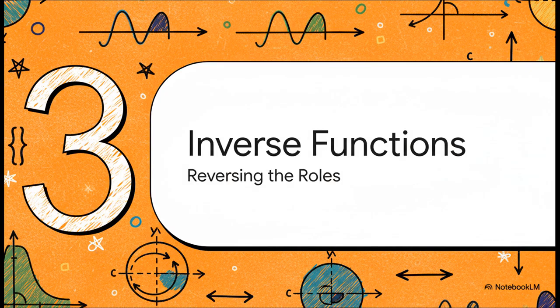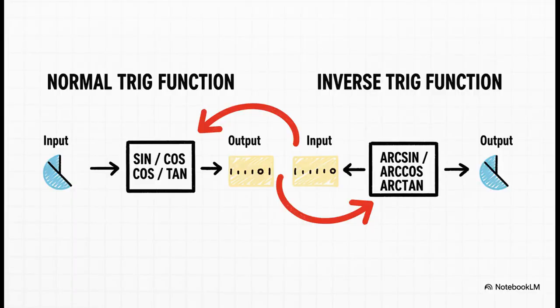Okay, so the originals are down. We get them. But now, what happens if we try to run the whole process in reverse? This is where inverse functions come into play, and honestly, this is where it starts to get really interesting. And here's the big switch, the fundamental change. With a normal trig function, we put an angle in and get a number out. With an inverse function, we put a number in and ask the question, hey, what angle could have possibly given me this number? The inputs and outputs have totally swapped roles.